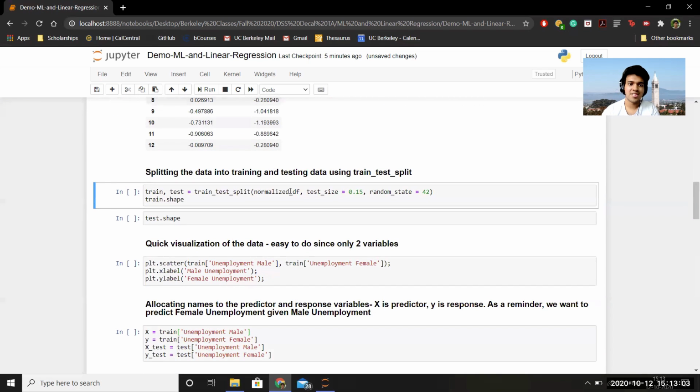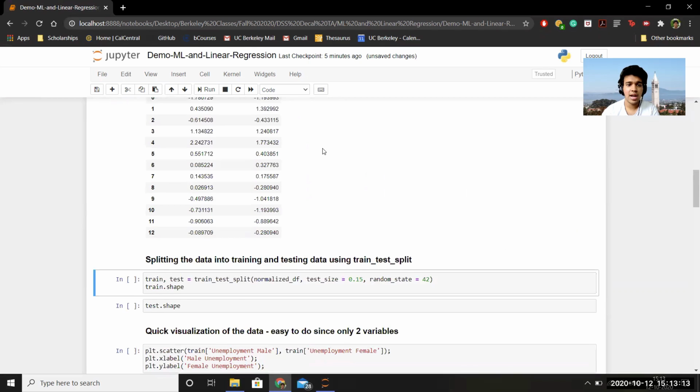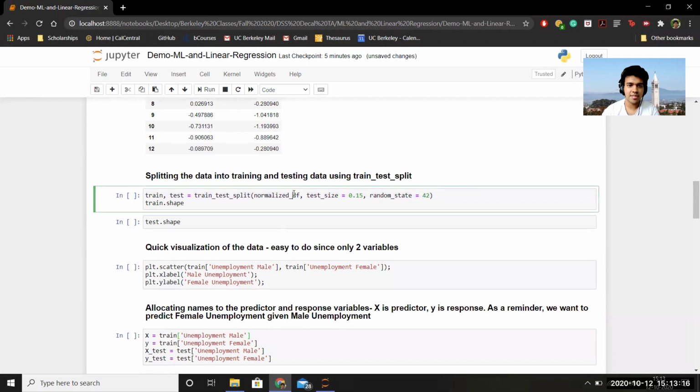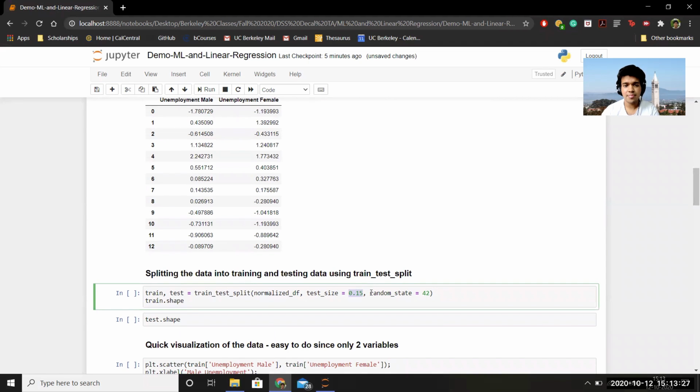And the next thing we want to do is split the data into training and testing data sets. So over here, we use train test split, the module we imported from scikit-learn. And over here, we're passing in the normalized data frame as the first parameter. And let's say I want my testing data set to be 15% of the normalized data frame. So I want it to be 15% of 13 as the size of the testing data. And basically the random state is something that helps maintain consistency when we call train test split multiple times. So let's say that this picks out rows 4 and 7 as my testing data set. And that corresponds with the random state of 42.